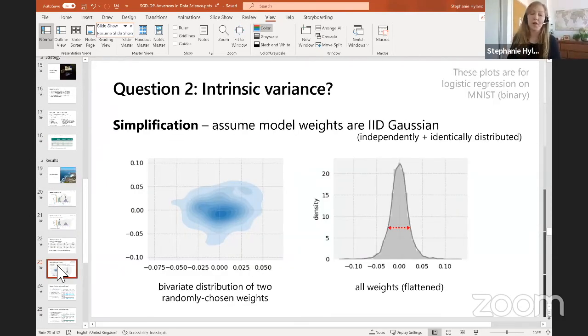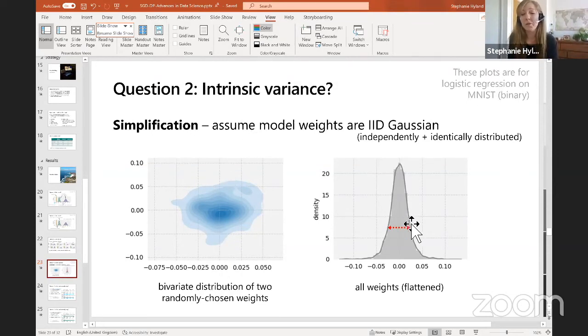So question 2, what can we say about the sort of posterior distribution of SGD? At this point, we make a huge simplification, which is that we assume the model weights are independently and identically distributed and they're all Gaussian, which is an assumption that people make. We would love to relax it, but for now, we're gonna live with this. I've plotted a bivariate distribution of 2 weights here. So you see they kind of look independent and they kind of look similarly distributed, but by no means are we claiming that this is true.